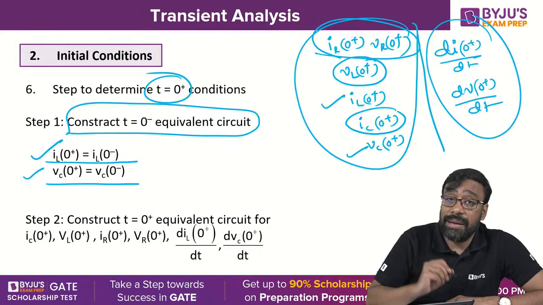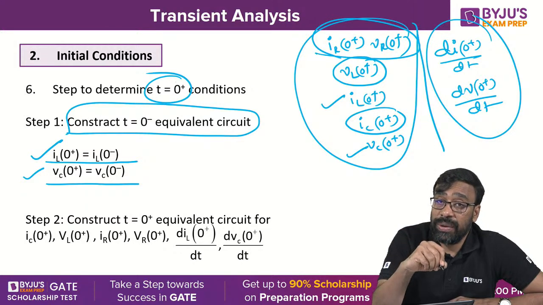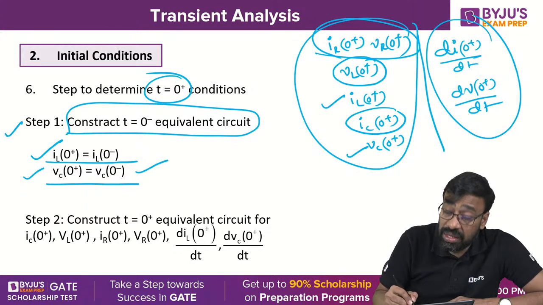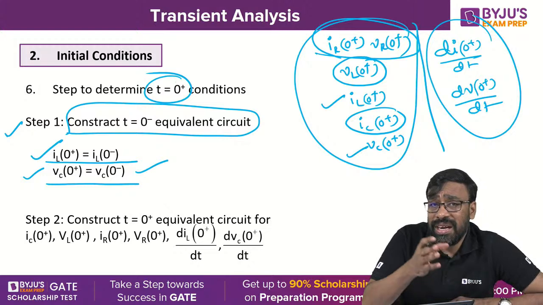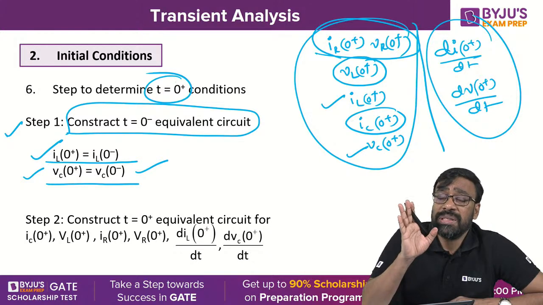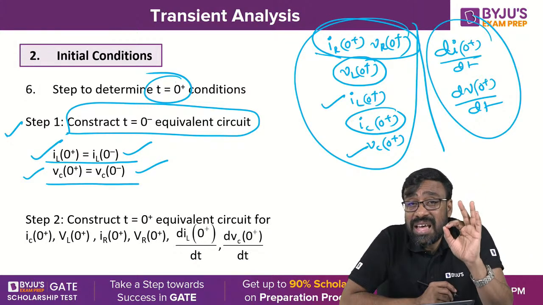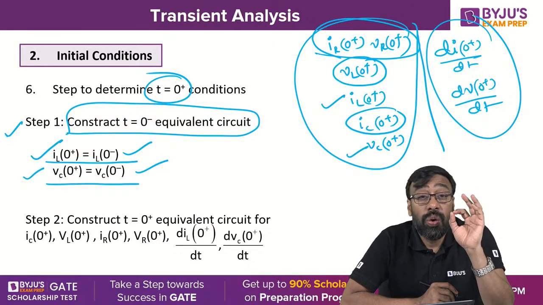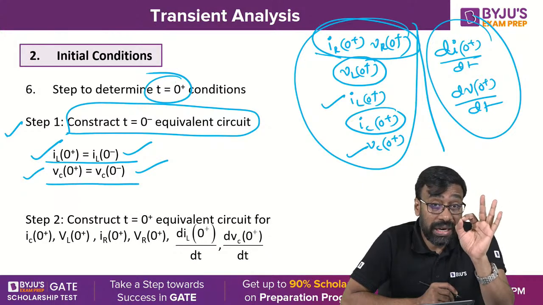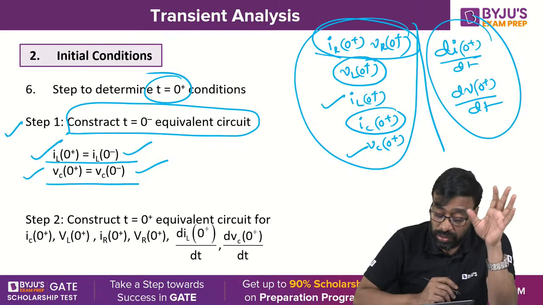Suppose in the exam, he is asking what is the voltage across the capacitor in the following circuit. In the first step itself you are getting it, because the 0 plus condition is the same as the 0 minus condition. Similarly, if he asks the current through the inductor, IL of 0 plus is equal to IL of 0 minus. In the first step itself you are getting it. But other than these two quantities, what are those two quantities? Tell me. Current through inductor, voltage across capacitor. Other than these two quantities, if any question comes, you have to go for step 2.